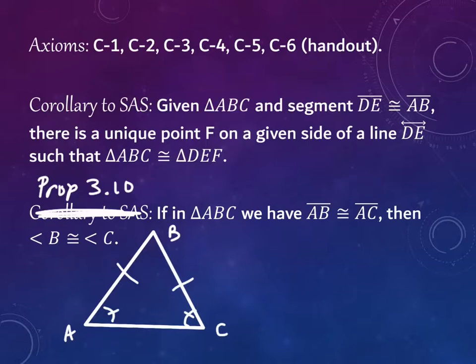Did I mark the things right? Oh, I just marked my sides wrong. Let me just change my letters. I'm sorry, that's what happens when you're not watching where you're marking. A needs to be at the top. Here's B and C. All right, so AB is congruent to AC, and then angle B is congruent to angle C. We'll get it there eventually.